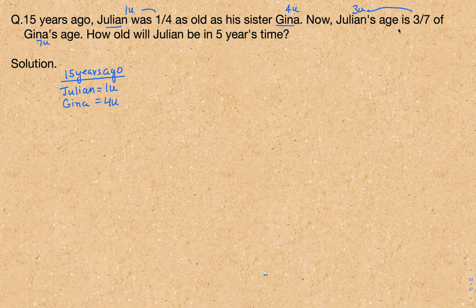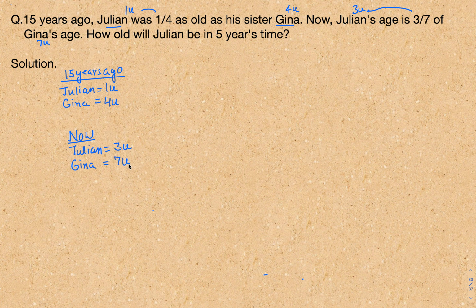Now what's their ratio now? How many units of their age is it now? So let's write that also. So now Julian is 3 units. So we write here Julian is 3 units. And how about Gina? Gina is 7 units. We can see from here.